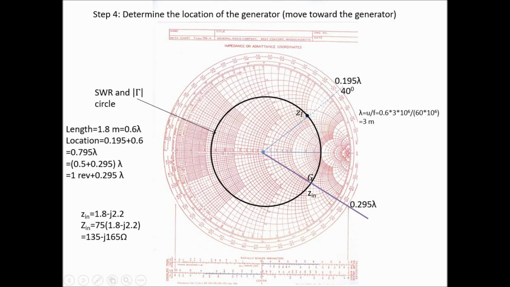Once you get your input, read the value for R at this point and X at this point. If you go this way, you will get the R value, and if you go this way, you will get the X value. So the R value is 1.8 and the X value is 2.2. But as you are at the bottom part of this chart, it will be negative. Now, if you want to find the actual value, you have to multiply with Z naught. So 75 times this is the resistance value, and 75 times 2.2 is the reactance value of the input impedance.